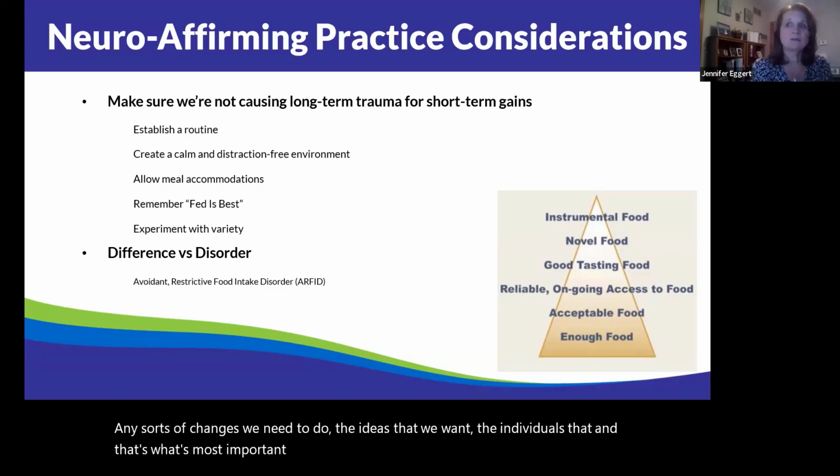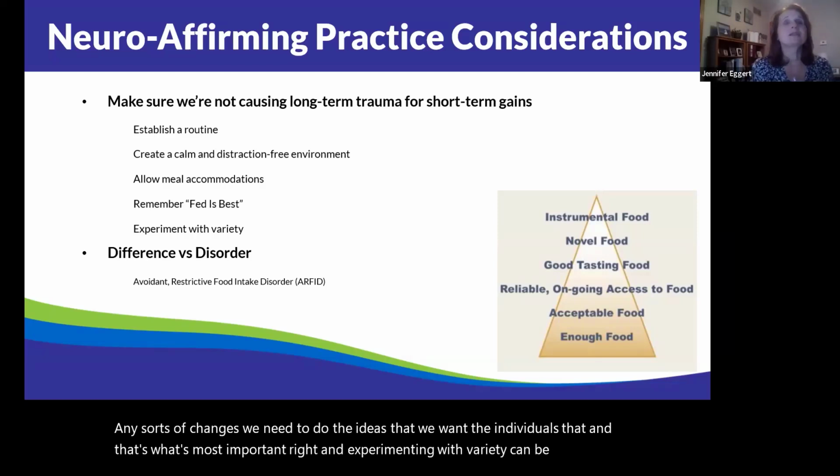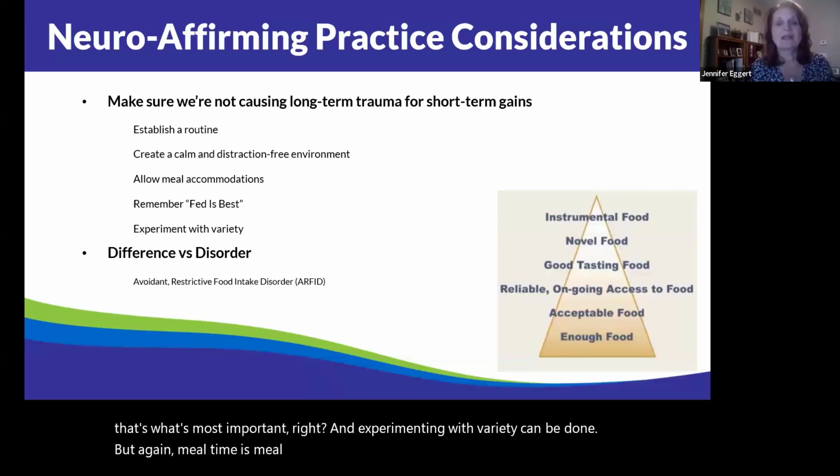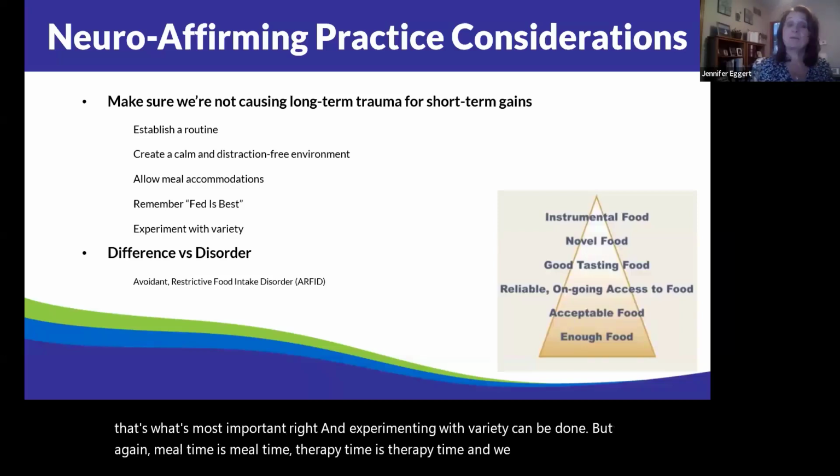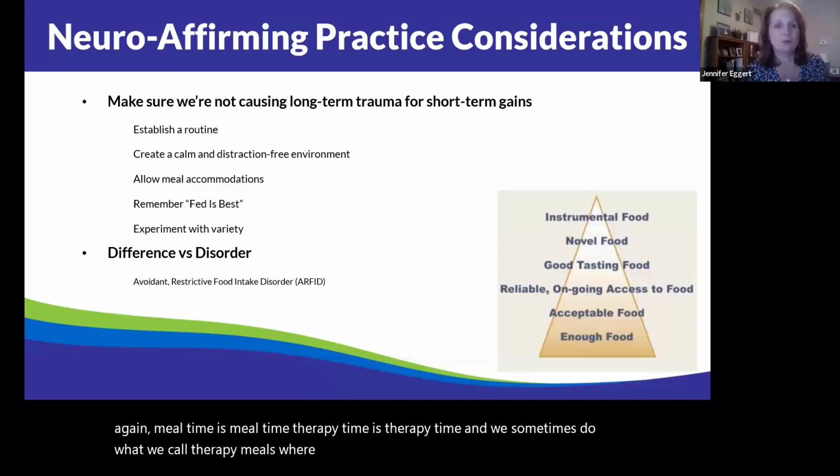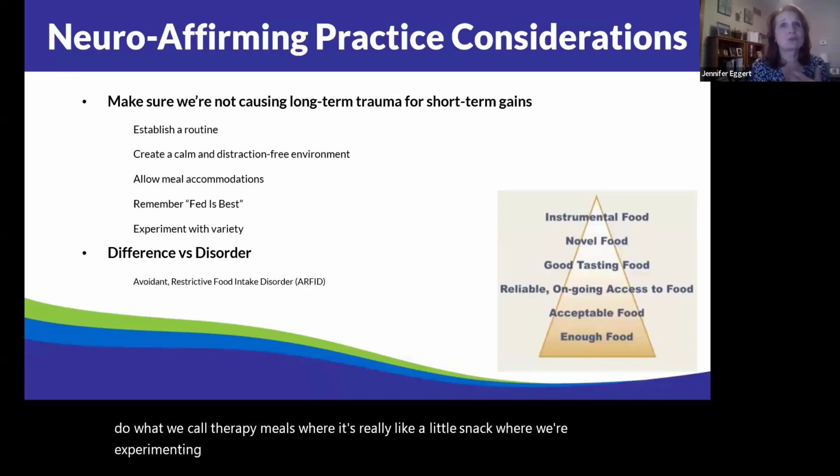And experimenting with variety can be done, but again, mealtime is mealtime. Therapy time is therapy time. And we sometimes do what we call therapy meals, where it's really like a little snack where we're experimenting with variety, and that is great. But meals are meals. We have to get nutrition in.